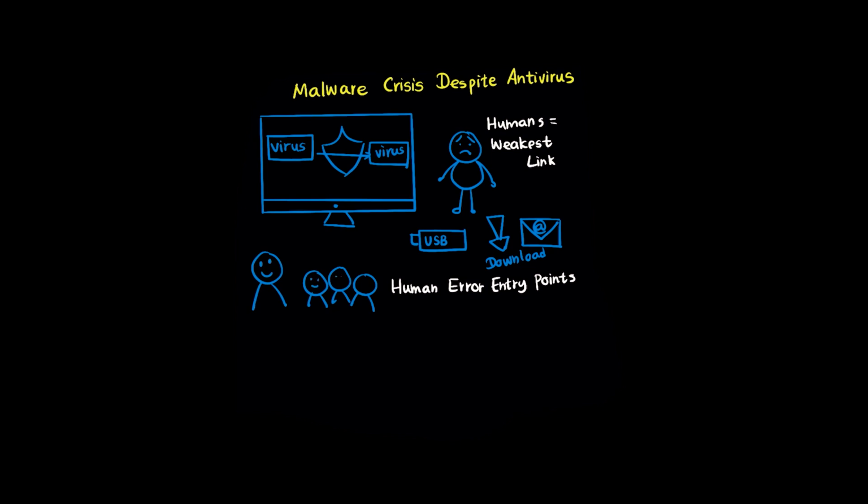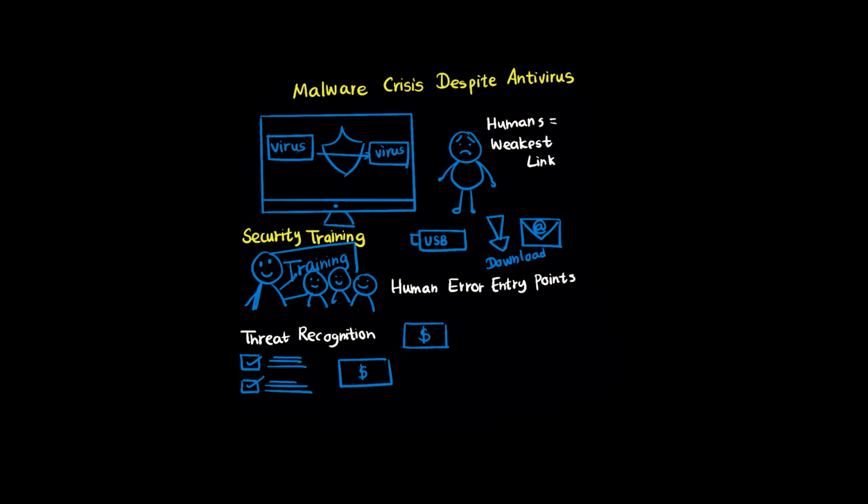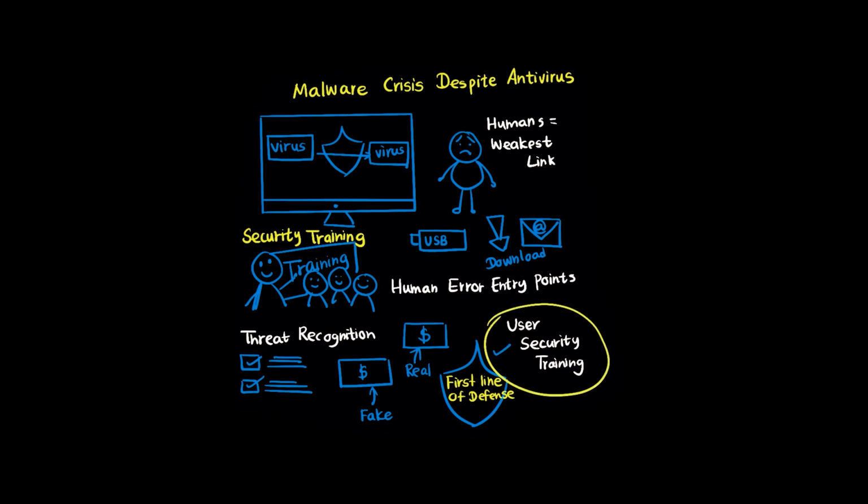Most malware enters through human error. Clicking phishing emails, downloading suspicious files, using infected USB drives. Training teaches staff to recognize threats, suspicious sender addresses, urgent payment requests, unexpected attachments. It's like teaching someone to recognize counterfeit money. Once they know the signs, they become the first line of defense. Technology catches known threats. Trained humans prevent new ones from entering.